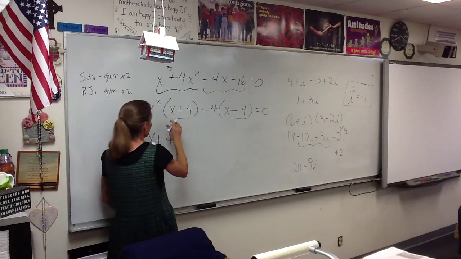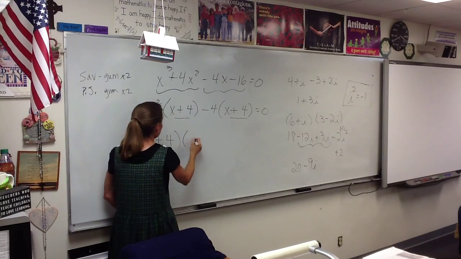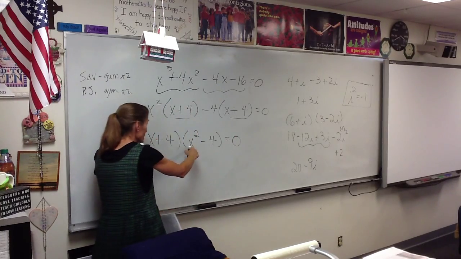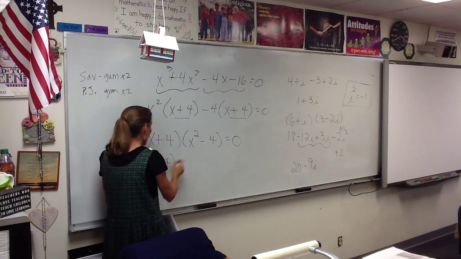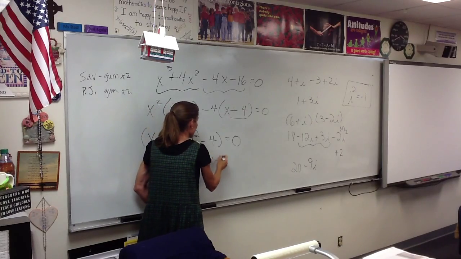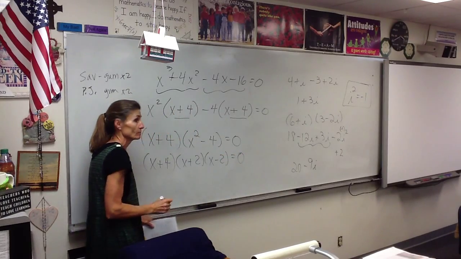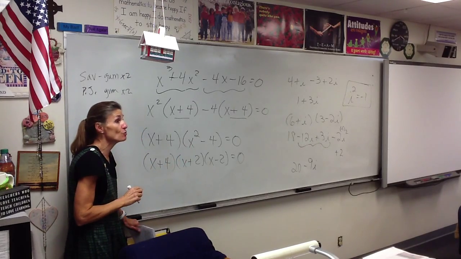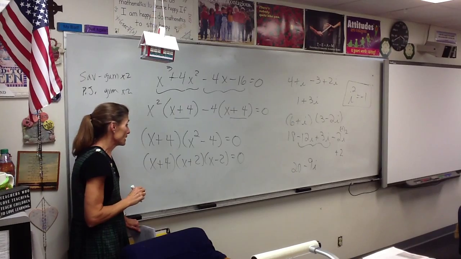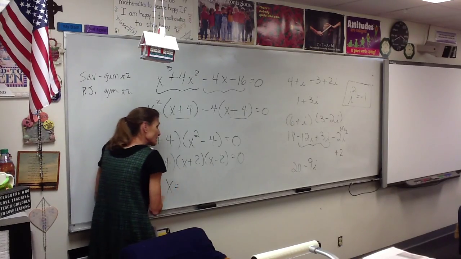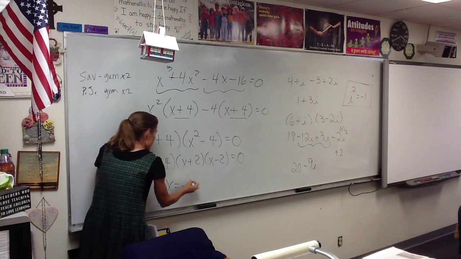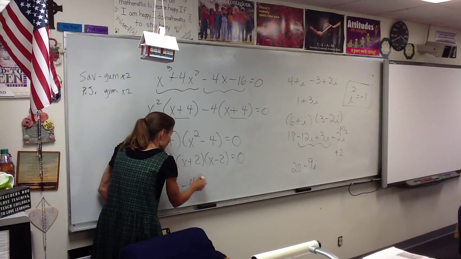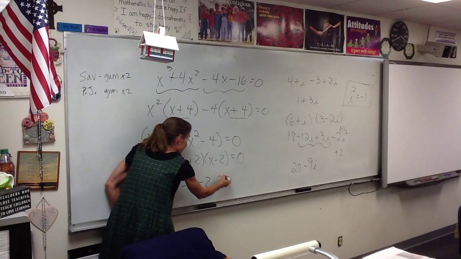What's left? When I write down the match, I have left x squared minus 4, which factors down more into x plus 2, x minus 2. I checked with your teachers. You did a lot of this last year. This is not new to you. So what does that mean my answers are? X equals negative 4, negative 2, and 2.